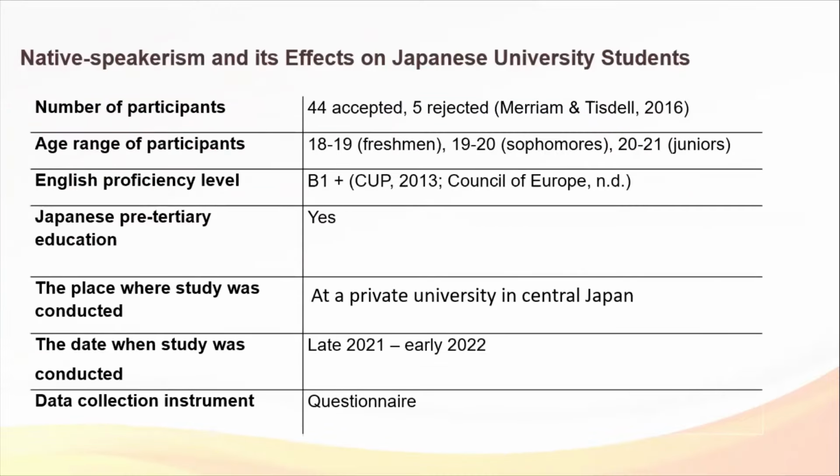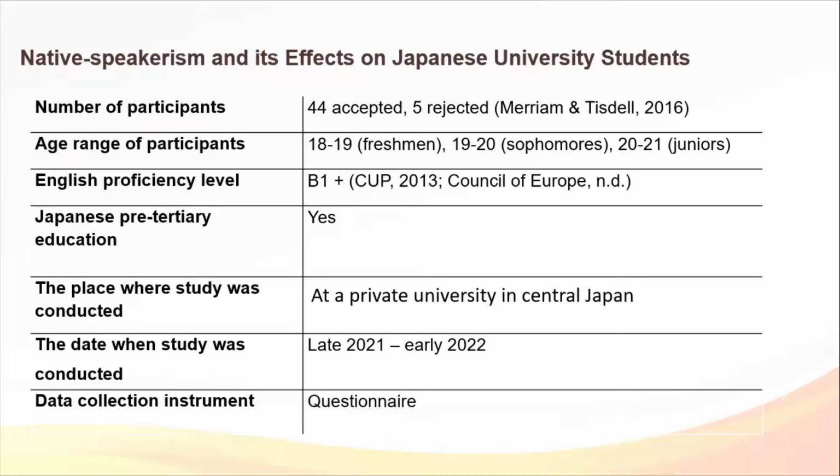Okay, the methodology, the methods of the study. So 44 students were accepted onto the study. 5 were rejected. They were all in the first 3 grades of university, so from 18 to 21 years of age. They were all above B1 level, which I will explain why in a moment. They had all been through the Japanese education system. The study took place at a private university in central Japan, and the study was conducted late 2021, early 2022.